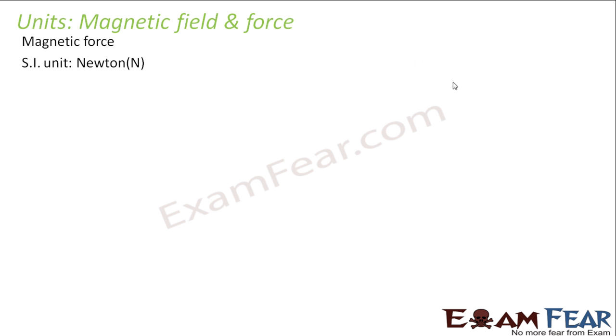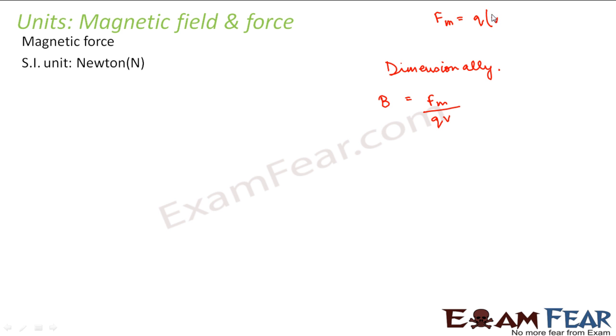So now we will talk about the units of magnetic field. So let us try to see what comes out to be the unit for magnetic field. Dimensionally we can say that the magnetic field, that is B, is nothing but Fm divided by Q into V, right? Because Fm, that is magnetic force, is nothing but Q into V cross B. So right now we are not talking about sine theta and all those things because they are all dimensionless quantities. So dimensionally we can say that B is nothing but Fm divided by Q into V.